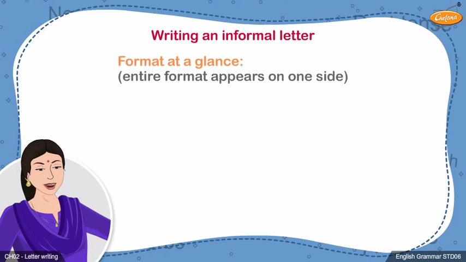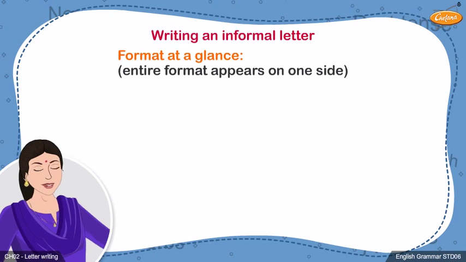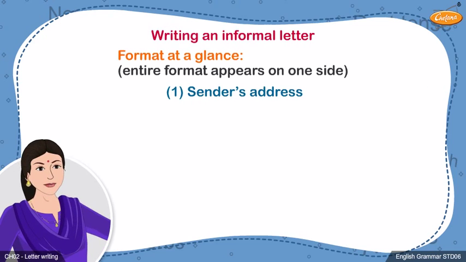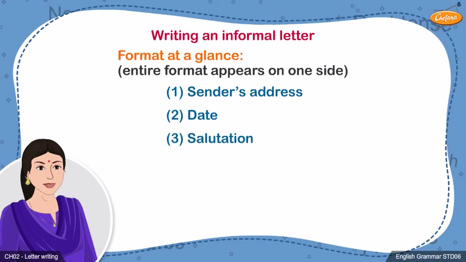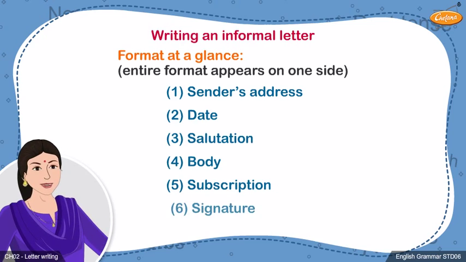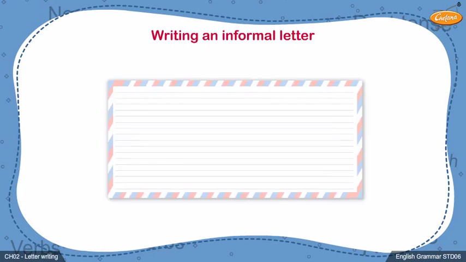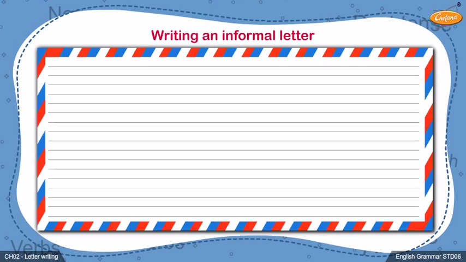Therefore, to sum it up, the parts of an informal letter are as follows. 1. Sender's address. 2. Date. 3. Salutation. 4. Body. 5. Subscription. 6. Signature. Let's try to write an informal letter.